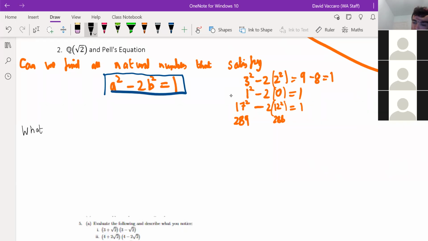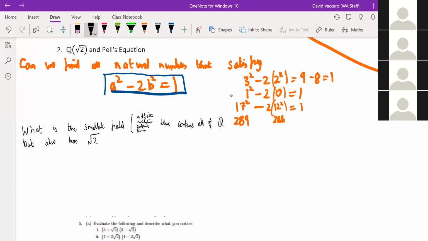So my question is, what is the smallest field? Remember, a field has all 4 mathematical operations: addition, multiplication, subtraction, and division not by 0, that contains all the rational numbers, but also has root 2 in it.